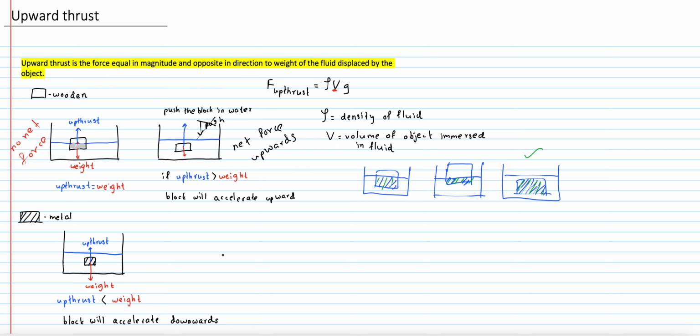All right, let's move to the last one. This time, let's consider a metal block in water. If we put a metal block in water, there are two major forces, the F thrust and the weight. The F thrust is acting upwards and the weight is downwards as usual. However, in this case, the metal block is heavier than the wooden block. That means the weight of the metal block will be greater than the F thrust. Then there is a net force acting downwards. That's why this metal block will accelerate downwards and sink maybe to the bottom.